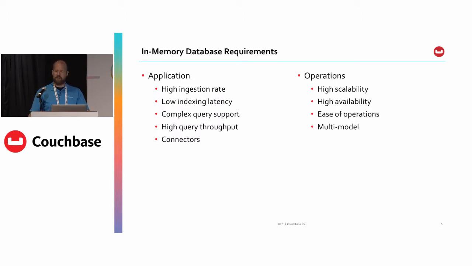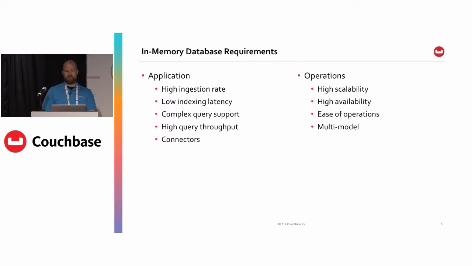From an application perspective, we need to be able to ingest large quantities of data very quickly. We need to be able to index them and query them with very little latency. We need the ability to support complex and ad hoc queries. We need those queries to be highly concurrent. And we need the ability to connect our systems together. From an operations perspective, we also continue to need to be able to scale very quickly, depending on the ebb and flow of a business. High availability features, disaster recovery, ease of operations, and supporting a multi-model approach.